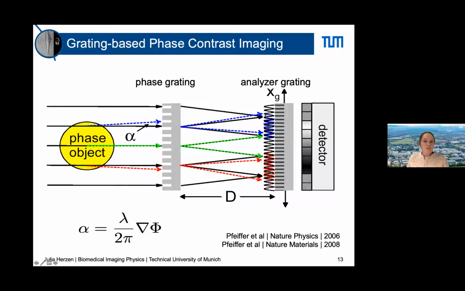And of course, the phase shift that you measure, so you perform this scan, the analysis of this interference pattern, once with and once without the sample, and then you compare, and with that you actually get the phase shift, related to these refraction angles alpha.